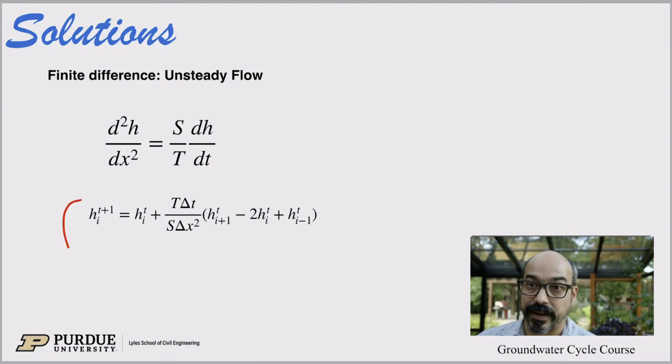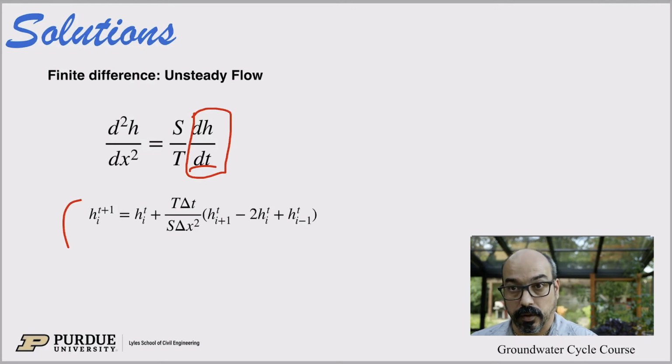Anyway, when we do the finite difference for the unsteady equation, with dH/dt, it's the same thing, right? All we have now is dH/dt on the right-hand side. All we do is write down the finite difference approximation for dH/dt, which is h at t plus 1 minus h at t, divided by delta t.